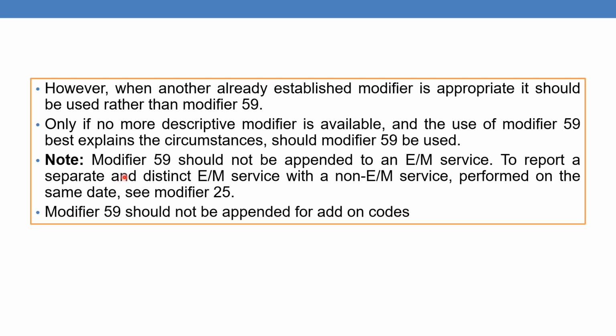One important note is modifier 59 should not be appended to an E&M service. To report a separate distinct E&M service with a non-E&M service performed on the same day, you need to append the 25 modifier to the E&M service. You can check the 25 modifier for further reference. One more important note is the 59 modifier should not be appended to add-on codes.